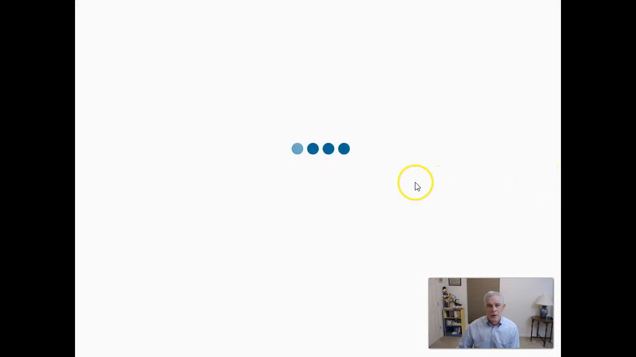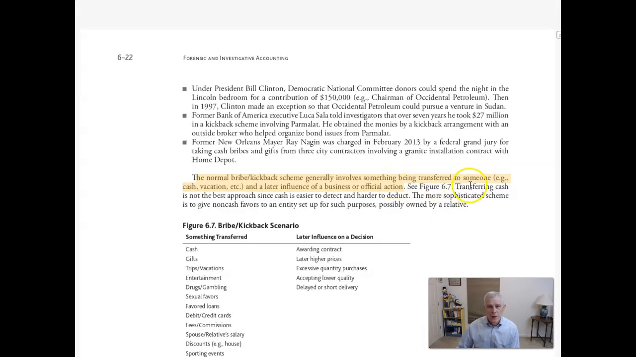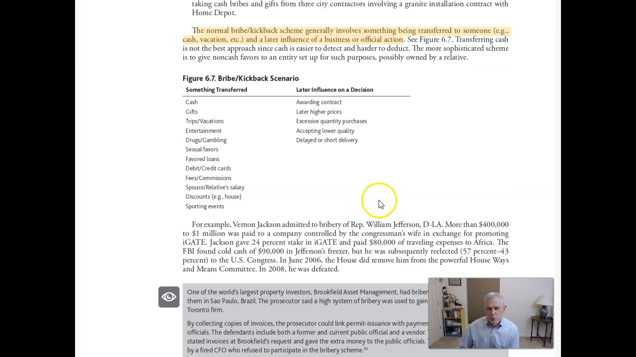And again, you can look at that. It talks about bribery and so forth. The normal bribe kickback scheme generally involves something being transferred to someone, like either cash or vacation going to someone, and later influence of a business or official action. Okay, so what are we talking about?